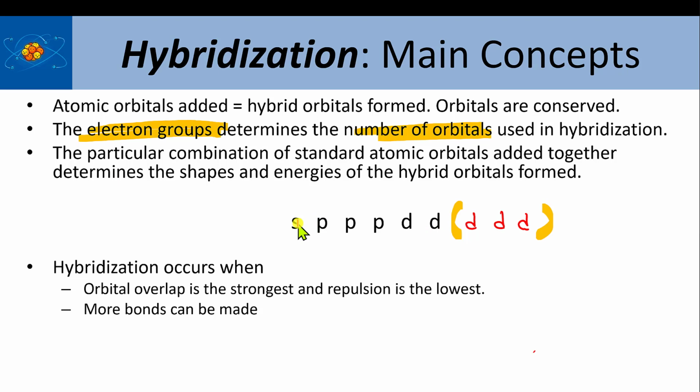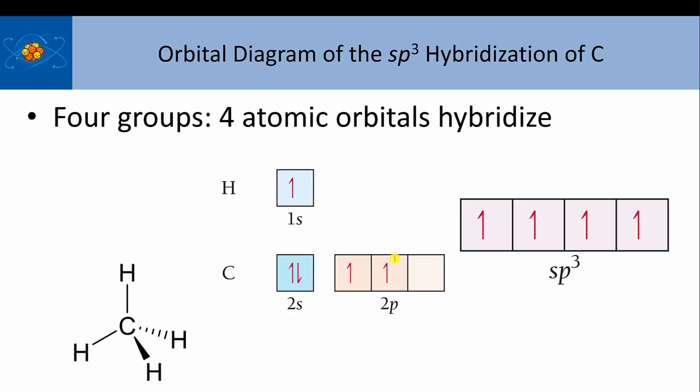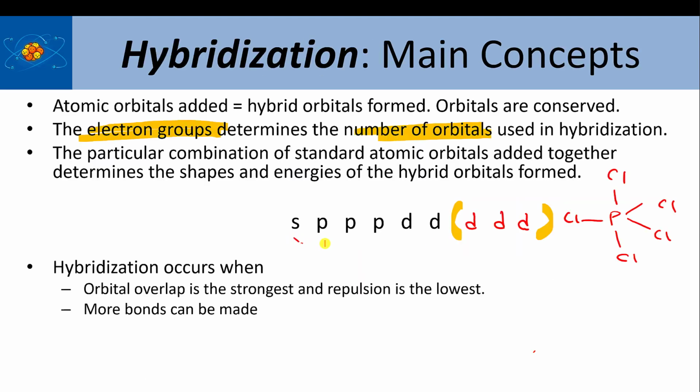So if we had a trigonal bipyramid, which looks like this, for example, I have 5 groups on the central atom, then I would take 5 atomic orbitals and hybridize those together. Now, that hybrid orbital will be called sp3d because I'm using an S, 3 P's, and a D. And again, the number of orbitals is determined by the number of groups.